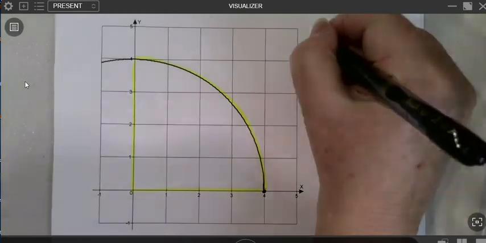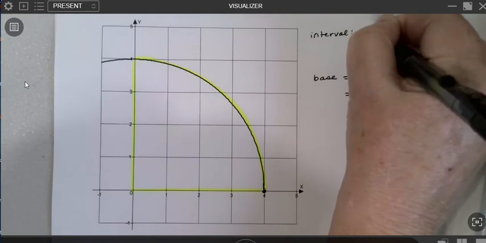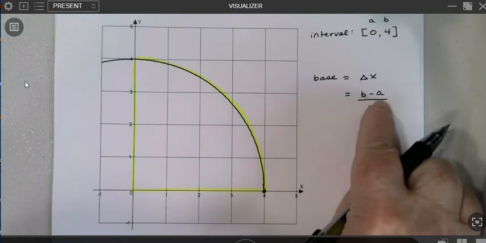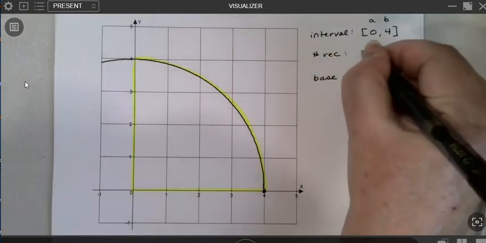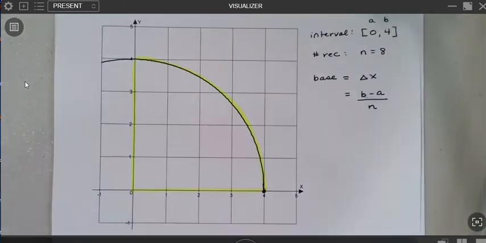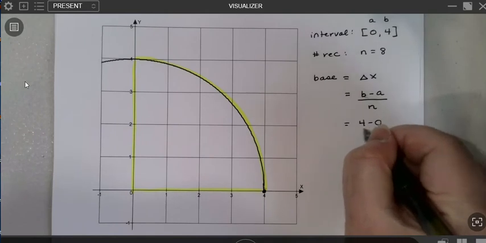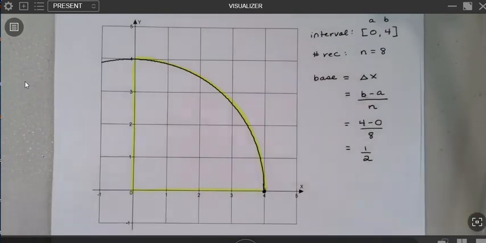So in this case, my interval goes from 0 to 4. That's the a and the b in this little formula. And the number of rectangles is n, and we wanted 8. So if I actually follow that formula and take 4 minus 0 divided by 8, notice 4/8 is the 1/2. Exactly what we expected. But again, it gives me a formula that I can make use of in other cases where it's not quite so obvious.